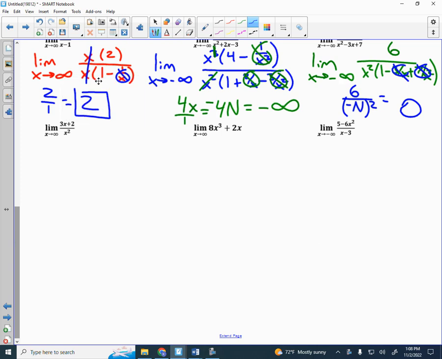Anybody want to make a guess of what's going to happen with this one? 0. Why? Because the bottom is much bigger than the other one, so it's going to be a really big number on the bottom compared to the top. Good. Can everybody see that the denominator is larger than the numerator? And if the denominator is larger than the numerator, you know it's going to be 0. So on the AP exam, I would not show the work. They're going to give multiple choice. I would just write 0.